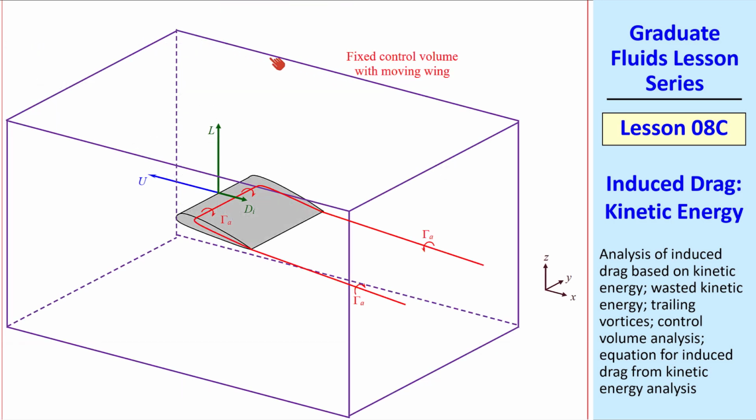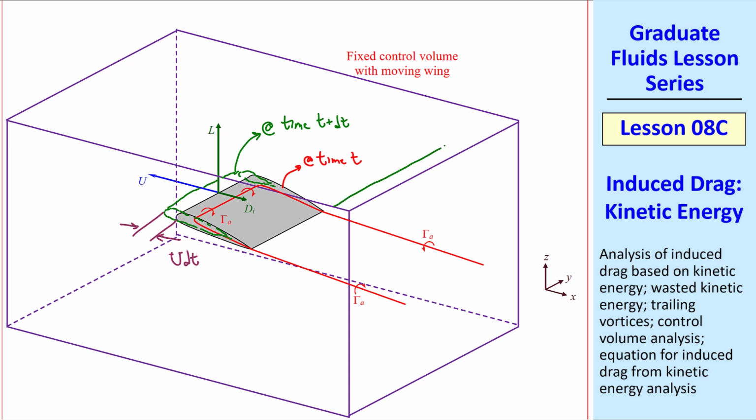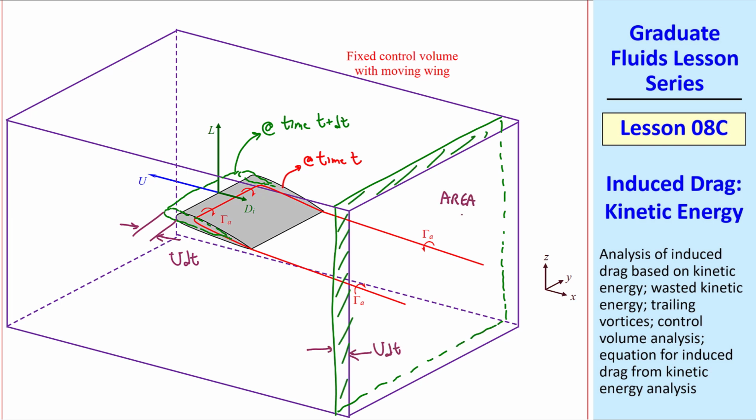Here's our fixed control volume and our chopped off wing with the trailing vortices. We'll let this position of the wing be at some time t, but consider a short time later, dt, where the wing has moved forward a little bit. In other words, at time t plus dt, the wing is now located here. It's moving at speed u. The distance that it moves in this time is thus u dt. So consider a little volume at the back end of this control volume, which I'll shade here, of thickness u dt. And the area of this face we'll just call area A.